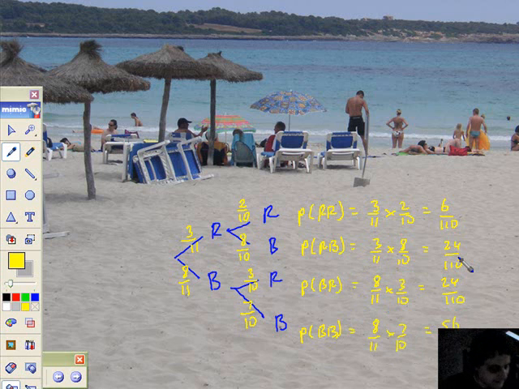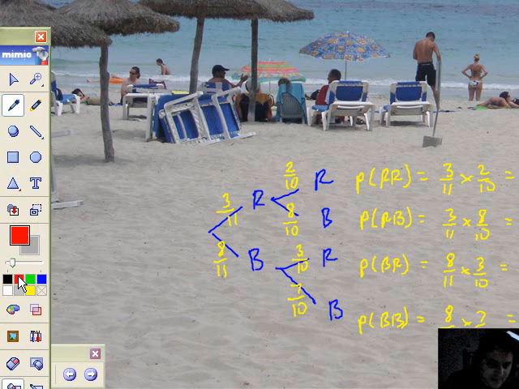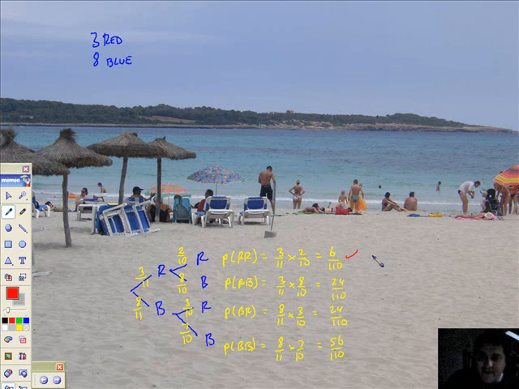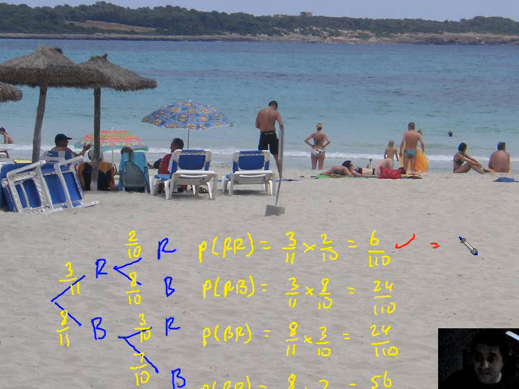Now let's look at the question. Let's change to red so it stands out. Use your tree to find the probability that both pencils are red. Well, that's red followed by red, so it's 6/110. Simplify it down using my ABC button. 6 ABC 110. I've just got 3/55.